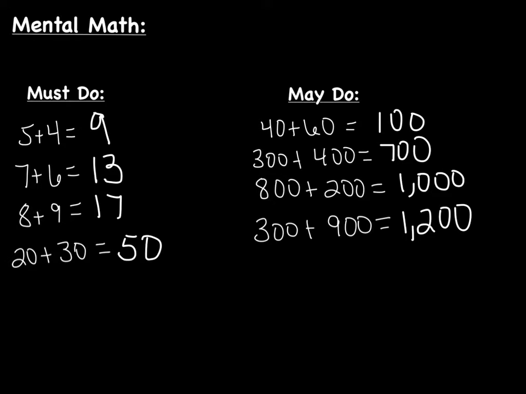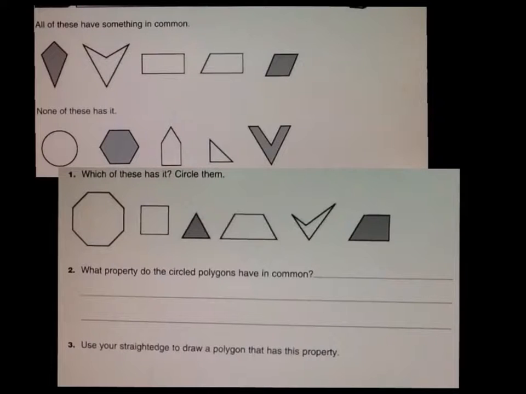Go ahead and erase your board, and set your board marker and eraser off to the side. Everybody should have this sheet that at the top says Math Message Properties of Polygons. We're going to work on this silently on our own right now.